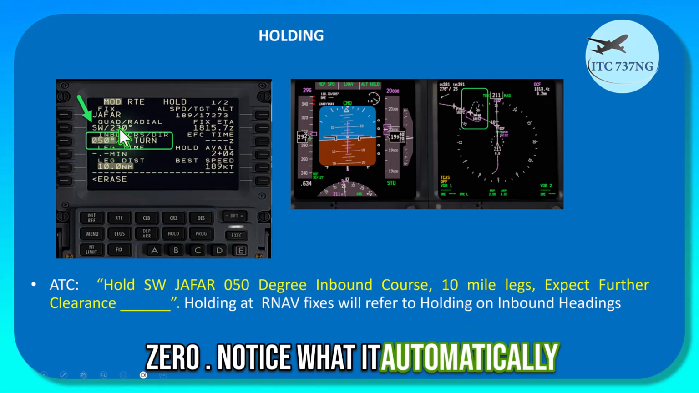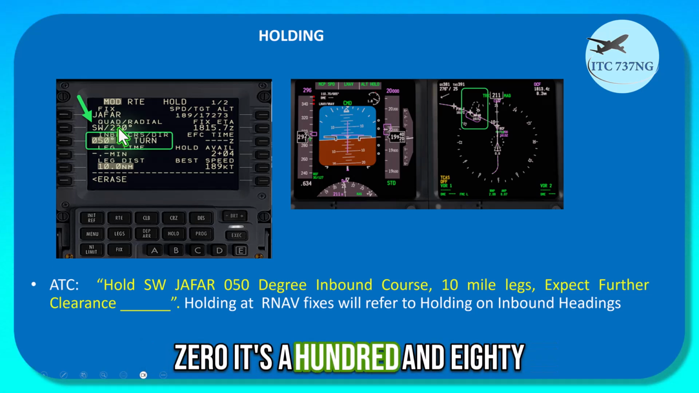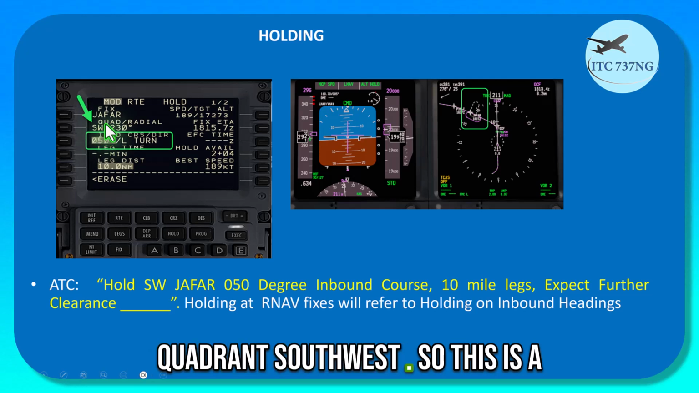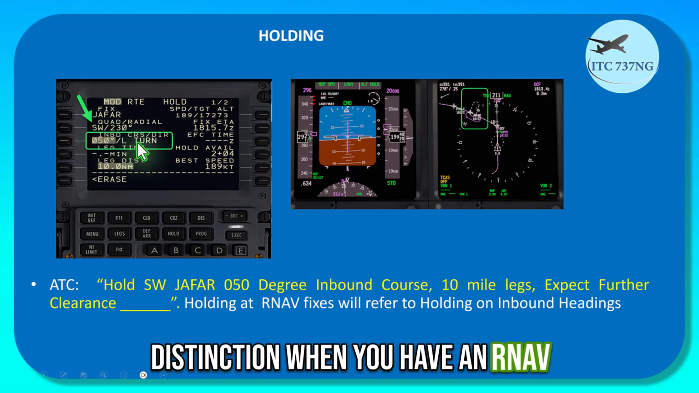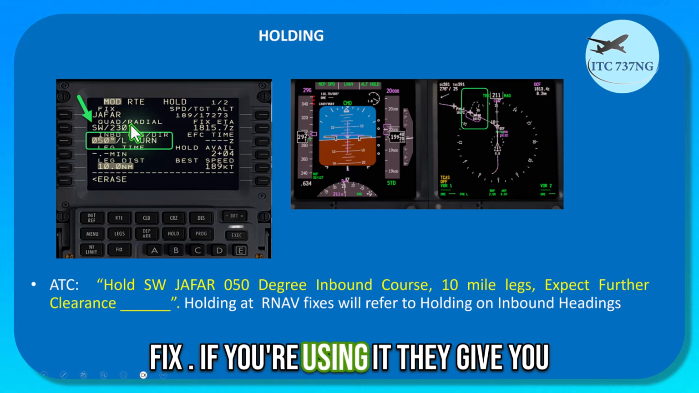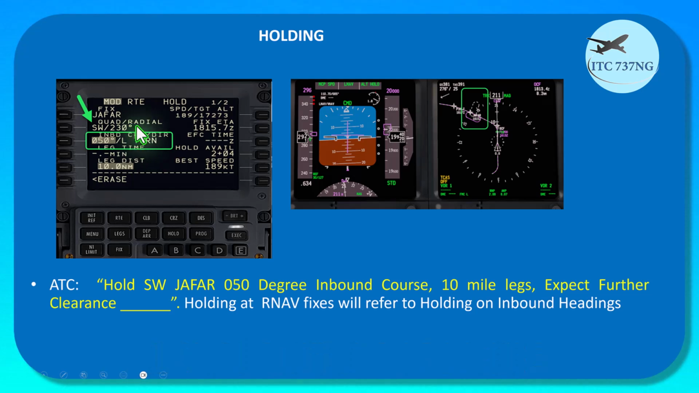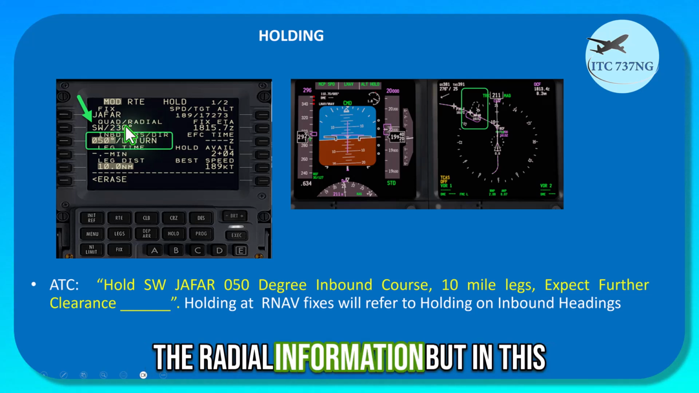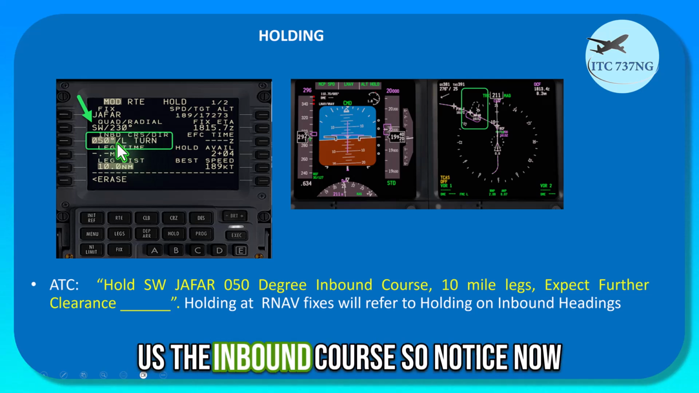Notice what it automatically does is set up a radial of 230, which is 180 degrees difference, and it gives us a quadrant, southwest. So this is a distinction when you have an RNAV fix. If they give you holding instructions based on a nav fix itself, they'll still give you the radial information. But in this case here with RNAV, they're giving us the inbound course.